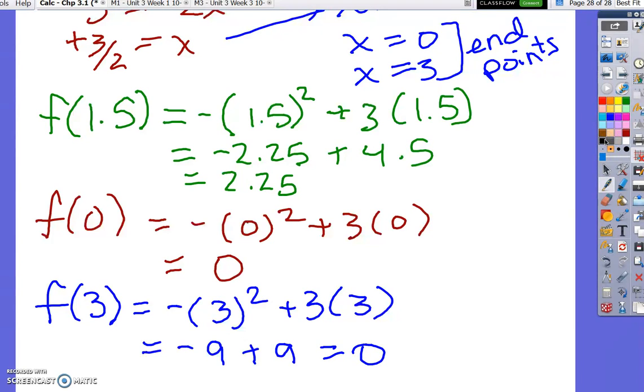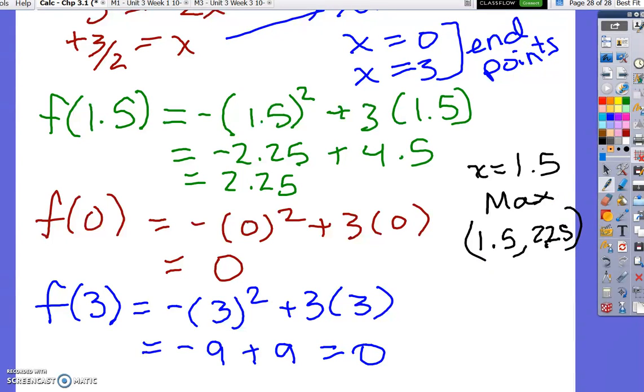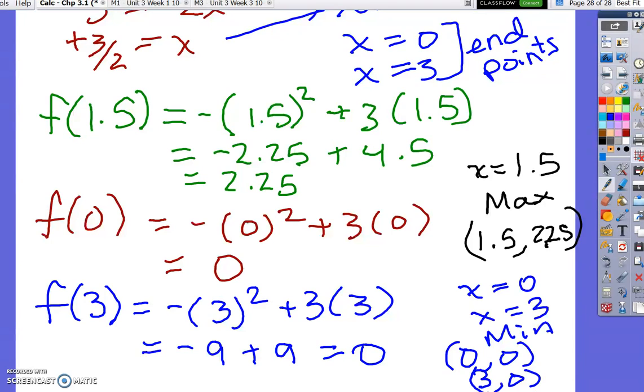So what we've figured out is the following. At x equals 1.5, we have a max, which is 2.25. So f of 1.5 is a max, or 1.5 comma 2.25 is our maximum value. And then we have two minimums at two points, at x equals 0 and x equals 3. The minimums are 0, 0 and 3, 0. And so those are our two minimums. We have a maximum of 2.25 and a minimum of 0.